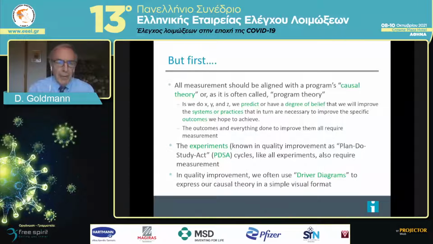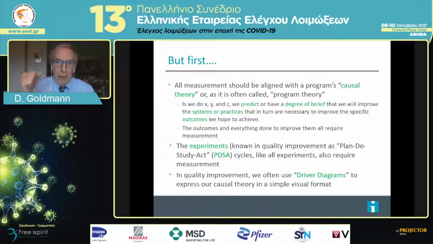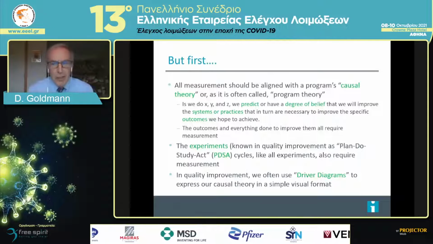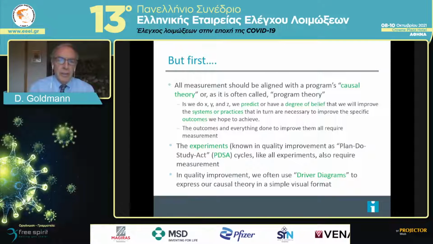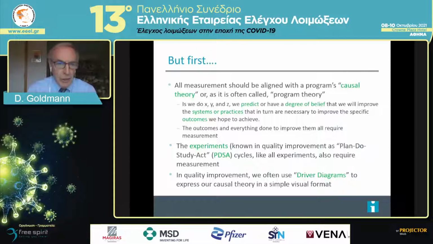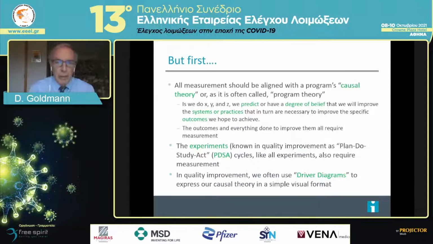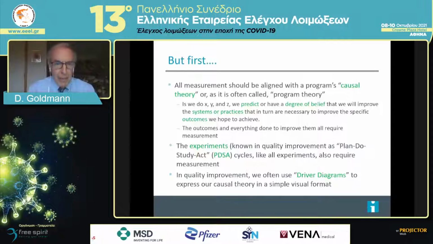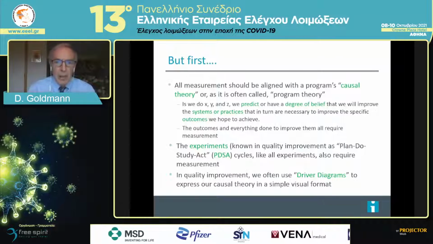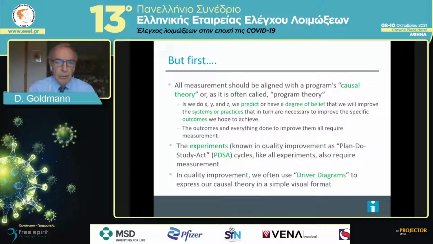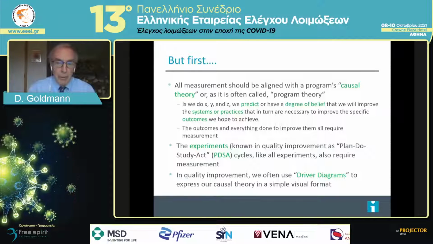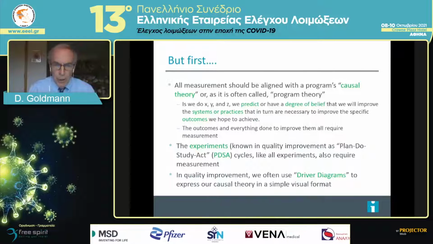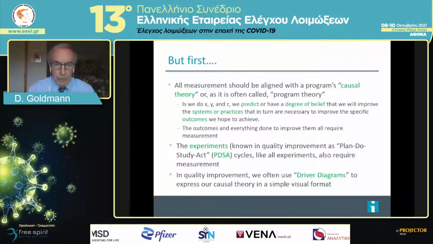Sometimes we talk about this as our degree of belief. I really believe that if I do these things, we'll reduce central line associated bloodstream infection. I believe if we do this, we'll have fewer urinary tract infections. Of course, those outcomes and everything done to improve them all require measurement. You can't possibly know whether you're achieving your goals if you don't measure.